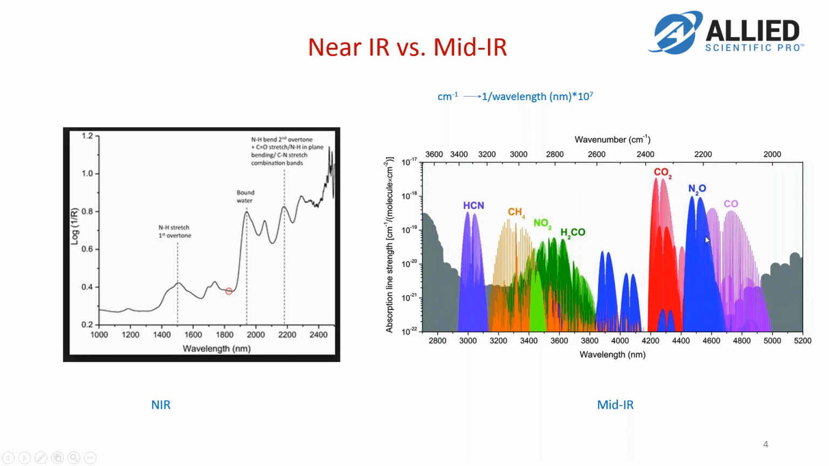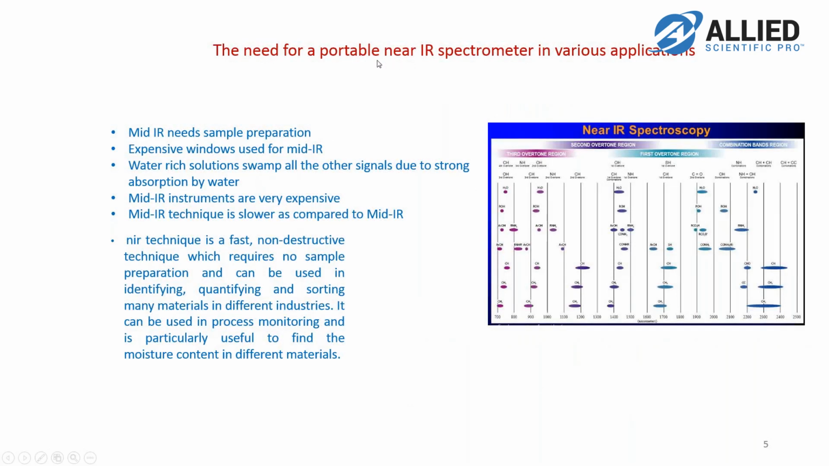So we can see the high resolution and strength of the signal, but here is an example of a near IR spectrum, and here is, for example, the second overtone plus the CO stretch. This is a combination band, and the bands are wider, and the strength of the signal is smaller. But in certain applications, it's more practical to use near IR than mid IR. So, the need for a portable near IR spectrometer in various applications.